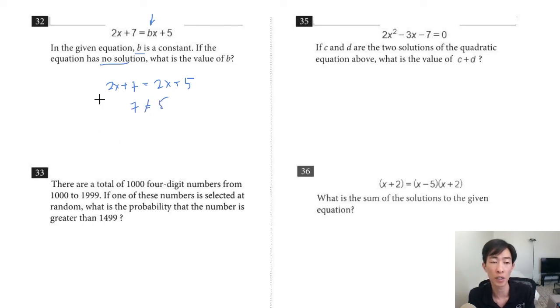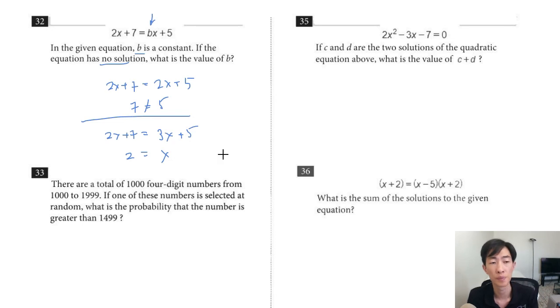So what that shows is that no matter what value you plug in for x, the x's are ultimately going to be eliminated, and you're left with 7 equals 5, which is never true. Notice that this does not happen if you pick any other value for b. So let's say we did 2x plus 7 equals, instead of 2, 3x plus 5. And now we subtract 2x from both sides, we get x, subtract 5 from both sides, we get 2. So when we picked any other value besides 2 for b, we found that this does have one solution. It's only when you pick 2 for b that the equation has no solutions, because it results in 7 not equal to 5.